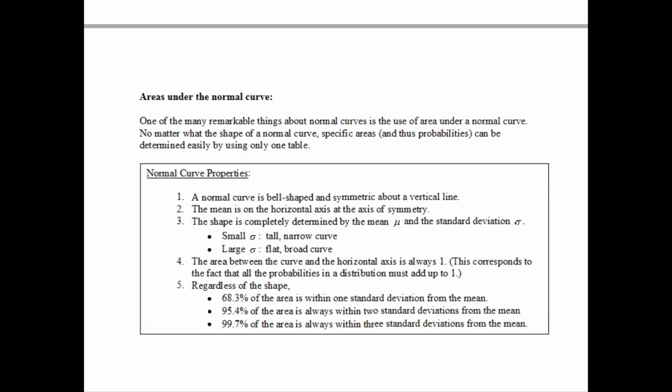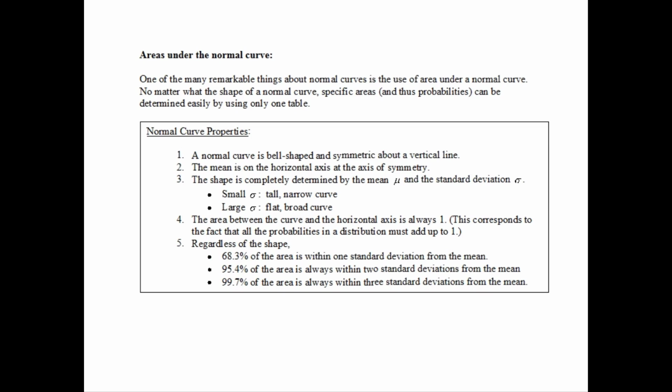Here are some properties of the normal curve. It's bell-shaped and symmetric around a vertical line. The mean is at the axis of symmetry, so right in the middle. The shape is completely determined by the mean and the standard deviation. Once again, a small standard deviation means it'll be tall and narrow. Large standard deviations mean it will be more spread out, and so flatter and broader.